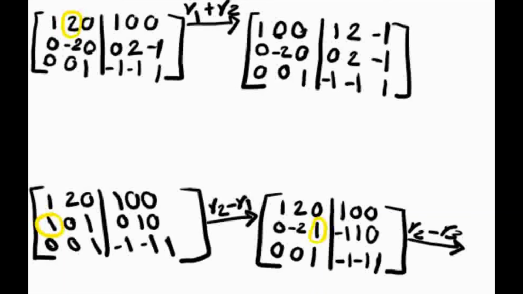I'm almost there. The only thing that I need to change right now is this one. And I don't need to use any of these rows because I can just divide this by 2 and it's going to give me my identity matrix. So for the last operation, I'm just going to do R2 divided by 2.